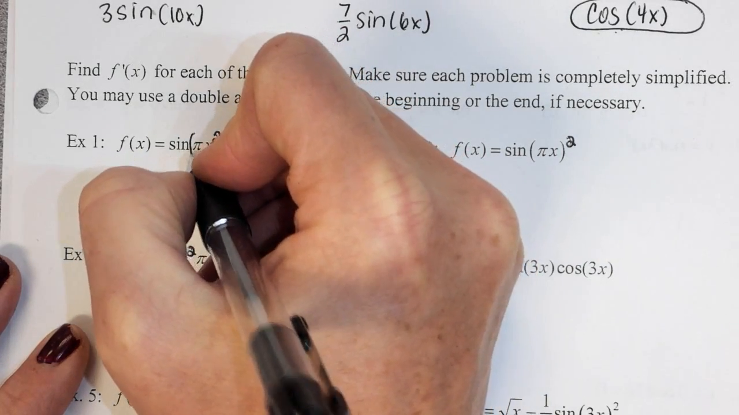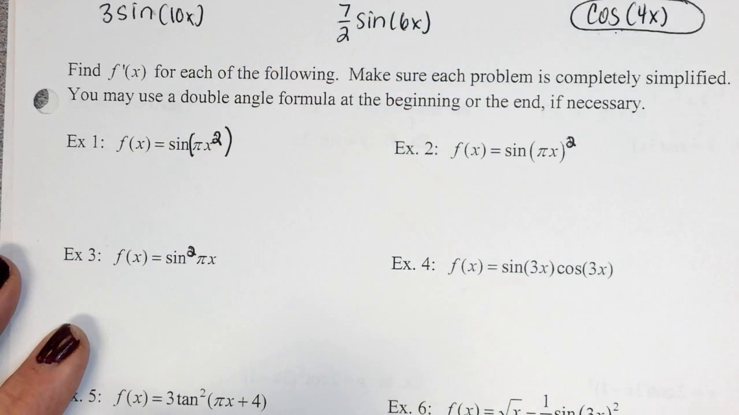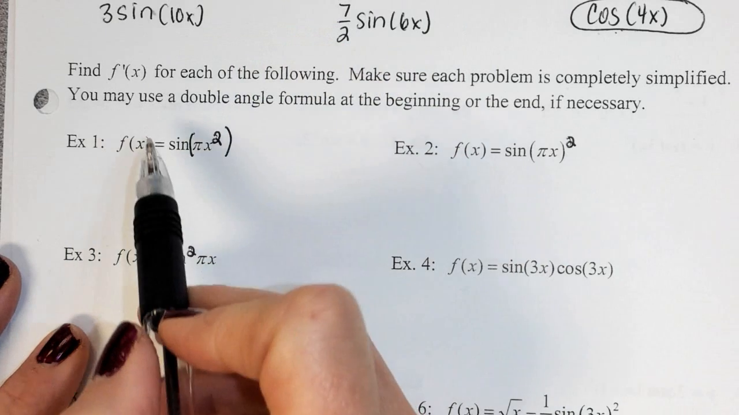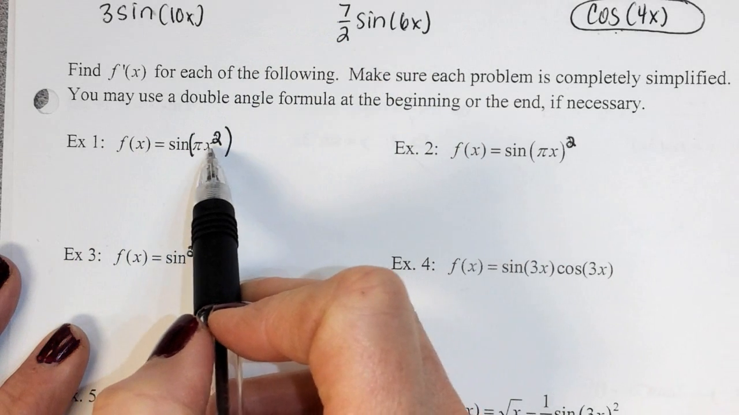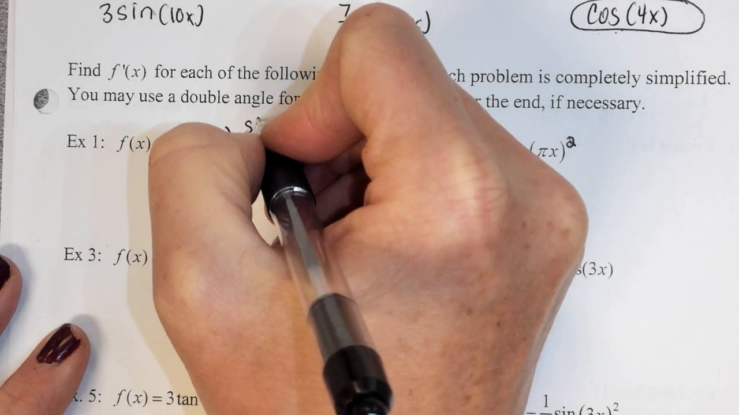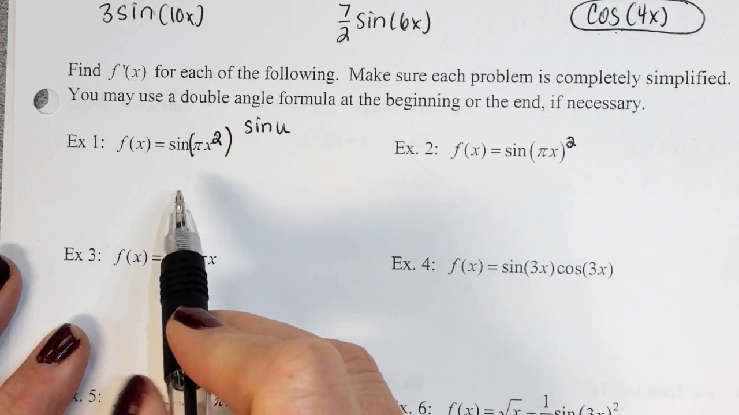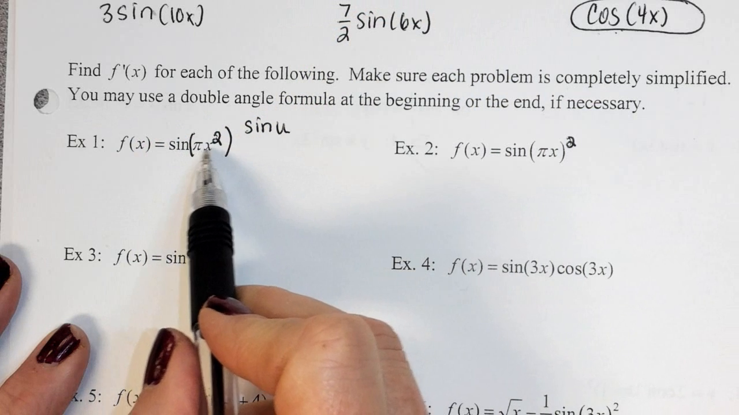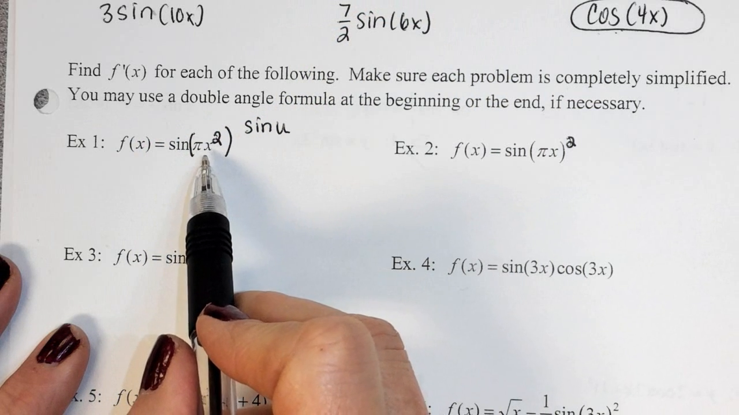So this is what's in parentheses, that whole thing right there. Because I only have one set of parentheses there, this is just going to be the problem sine u. That's how I think of it. Whatever I have in parentheses, that's my u.